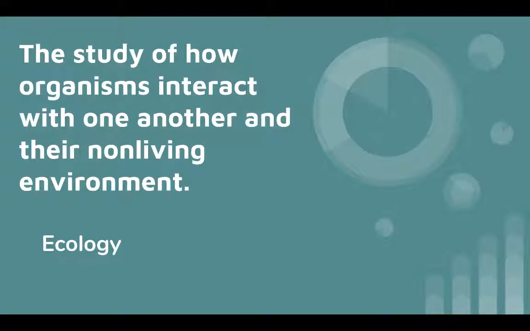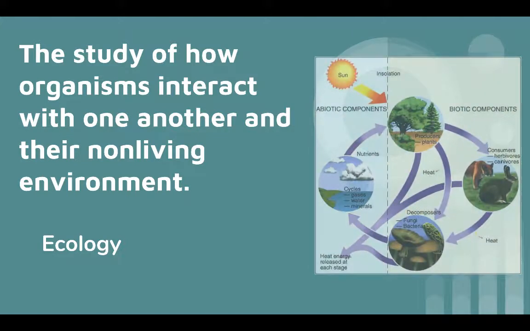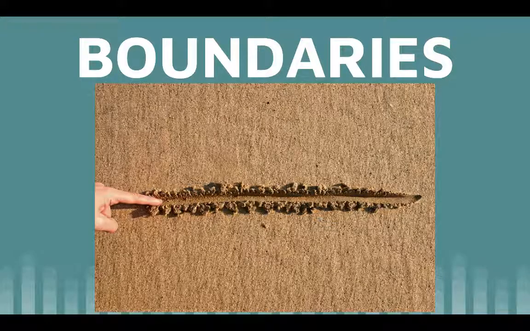So when we look at those abiotic and biotic components in an ecosystem, that's essentially the study of ecology. And we'll be talking about this quite a bit, how the energy from the sun is going, and the biotic organisms in an ecosystem are going to rely on these abiotic components. And there's going to be certain boundaries.